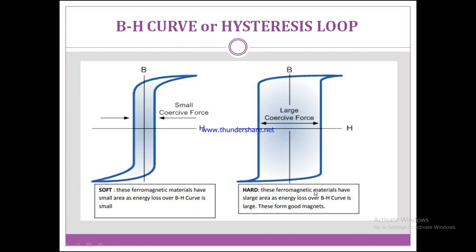Whereas those ferromagnetic materials having a large area as energy loss over the BH curve are different. If the BH curve has a large coercive force between B and H, then that type of material we call hard magnetic material, and this form of magnets is good for permanent magnet applications.